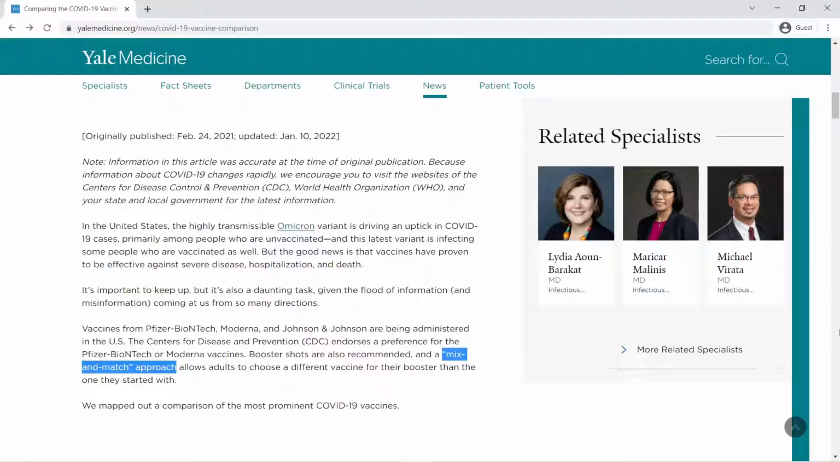The US has a mix and match policy, meaning that individuals who are eligible for a booster shot can get any one of the 3 vaccines to serve this function, regardless of your primary vaccination.